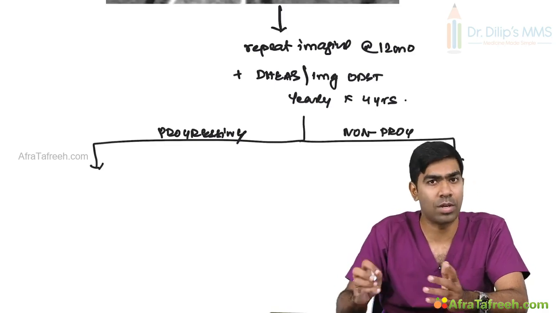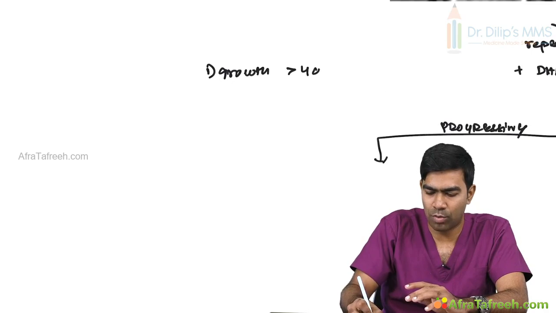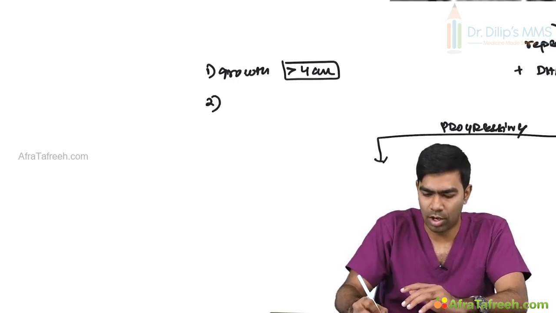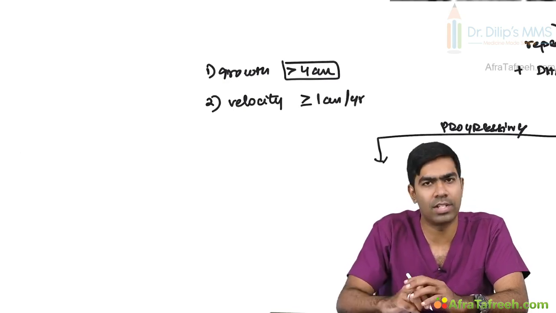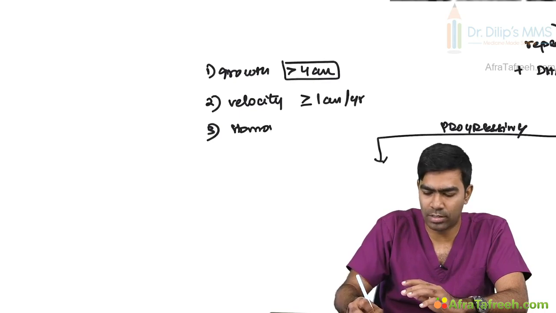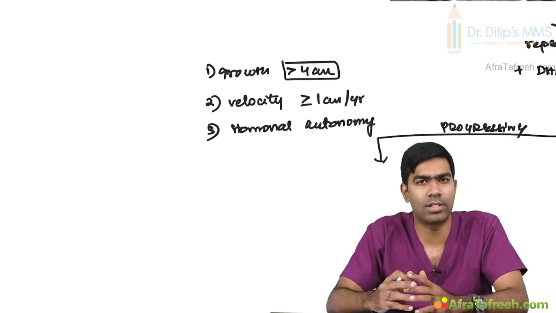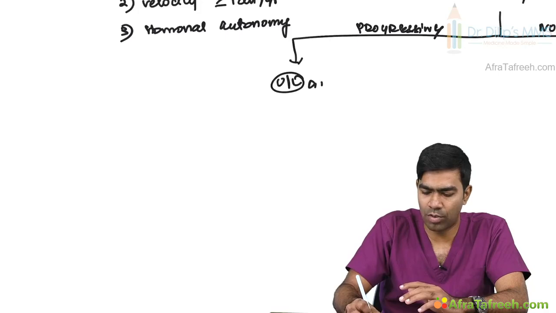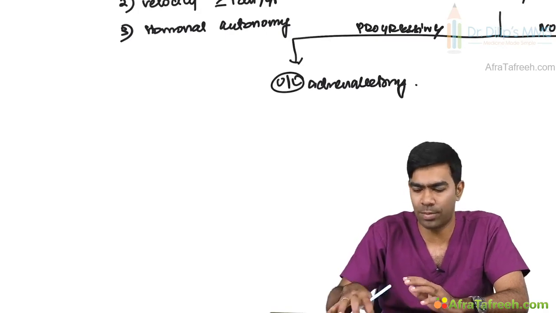There are definitions for what we mean by progression. Progression means the overall growth is beyond 4 centimeters, which means the overall size of the tumor has grown beyond 4 centimeters, which is a sign of malignancy. Or the growth velocity is more than 1 centimeter per year, which is again a sign of malignancy. Or the tumor has developed some hormonal autonomy, which means the screening tests like ODST or DHEAS have become positive. In this setting, it's better to go for unilateral adrenalectomy and send the sample for histopathological examination to rule out a malignancy.